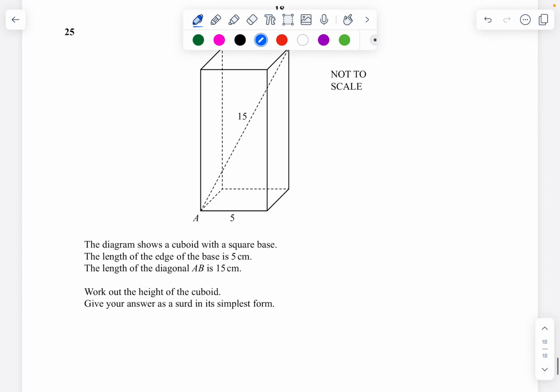Last question, question number 25. The diagram shows a cuboid with a square base. The length of the edge is 5. The length of the diagonal is 15. Write down the height of the cuboid.